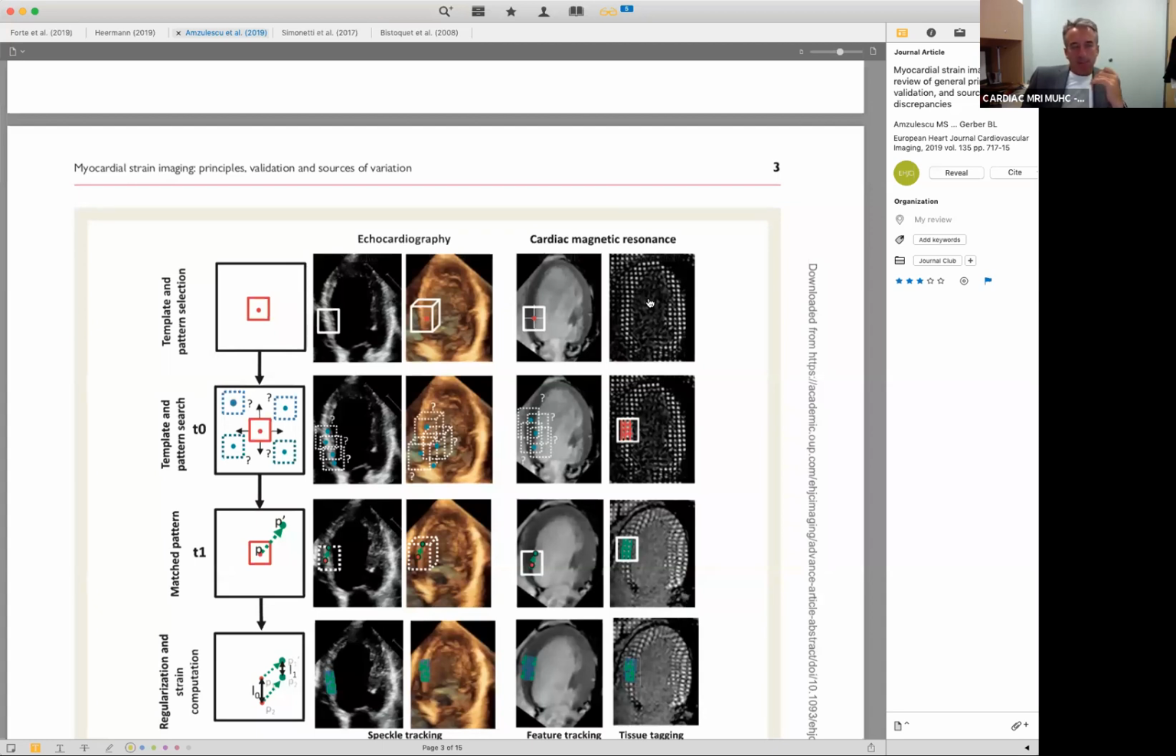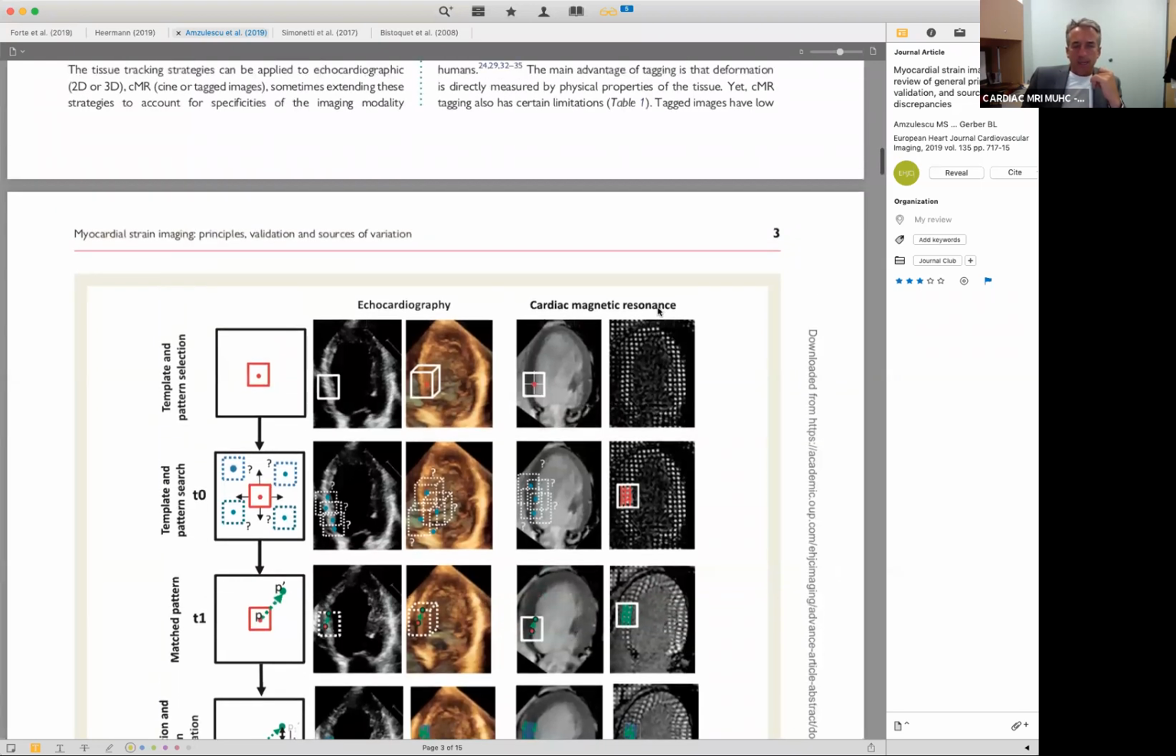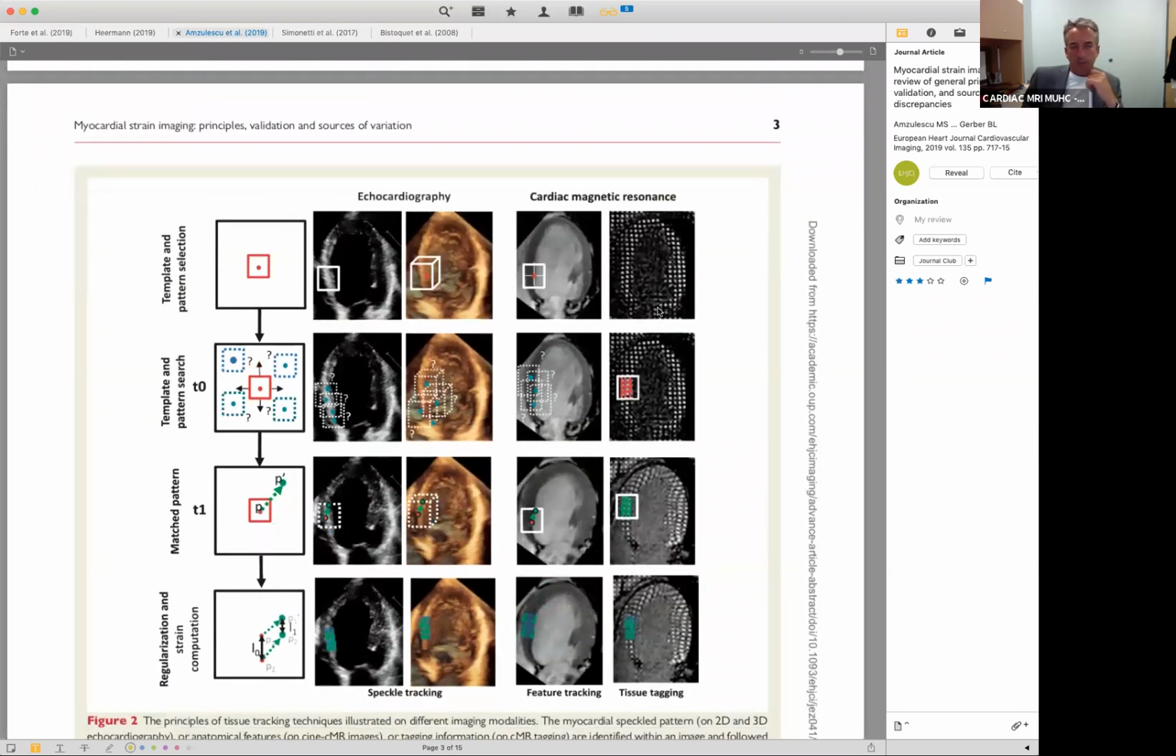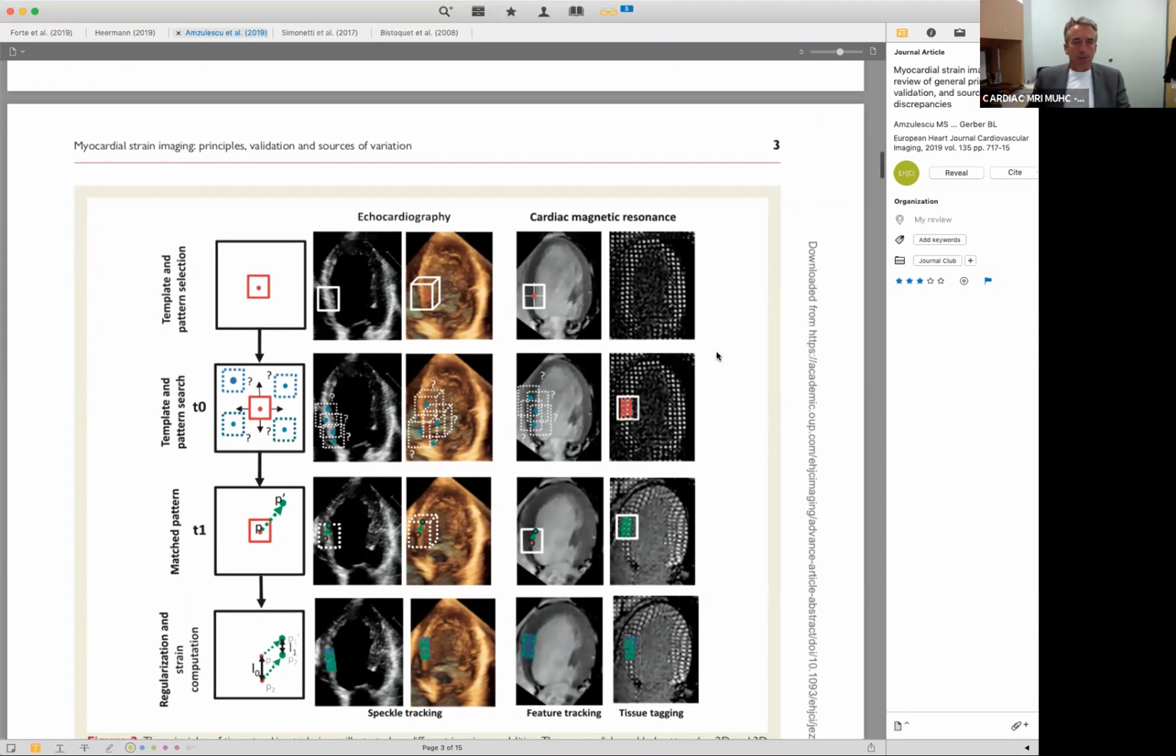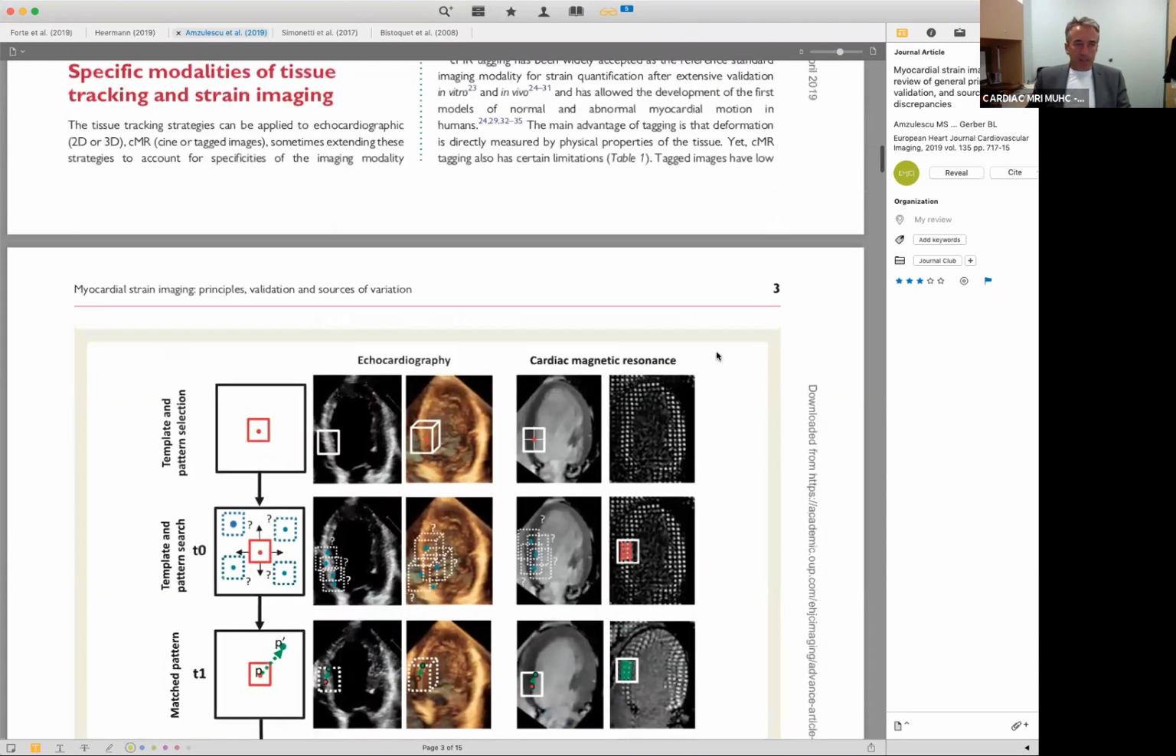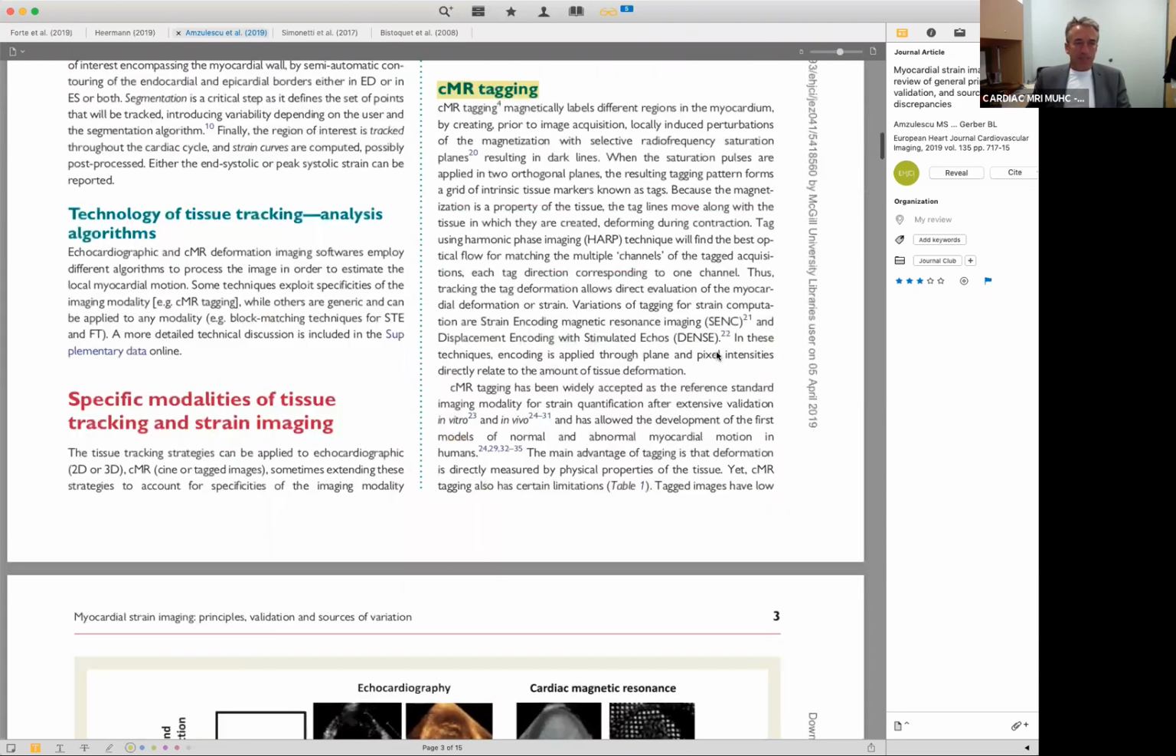HARP, the method that has been used to evaluate these, has also been shown to be pretty variable and time consuming, so that it has stayed mainly a tool for research and not so much for clinical application. So that's the tagging, and it feels like the tagging is a little bit on its way out. So the other method that we have is speckle tracking.